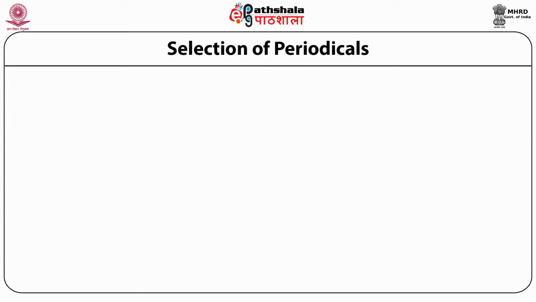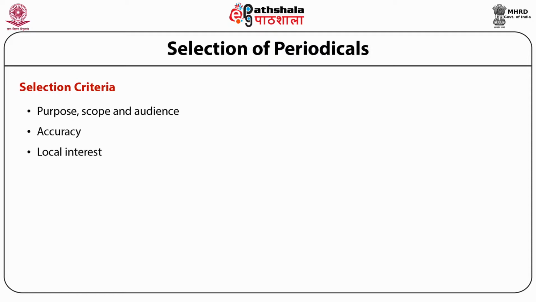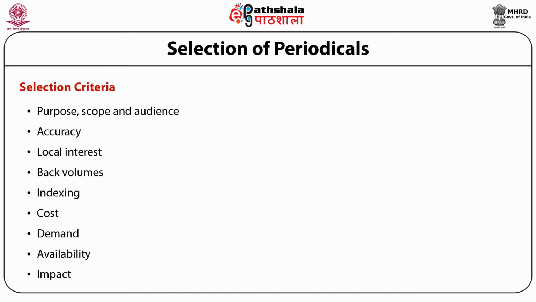And in case of periodicals, unlike books, there is a little change in the criteria. So we must see the purpose, scope, and the audience of the periodicals, accuracy, sometimes local interest, sometimes back volumes, indexing, where it is indexed, cost also, demand, its availability, and last, very important, probably in the Indian case, not only India, in other parts of the world also for the academics, the impact factor of the periodical.